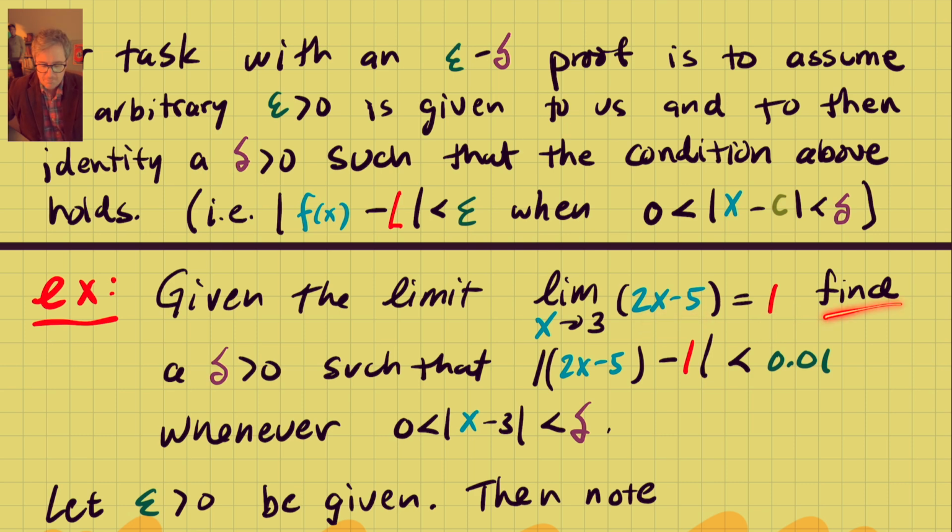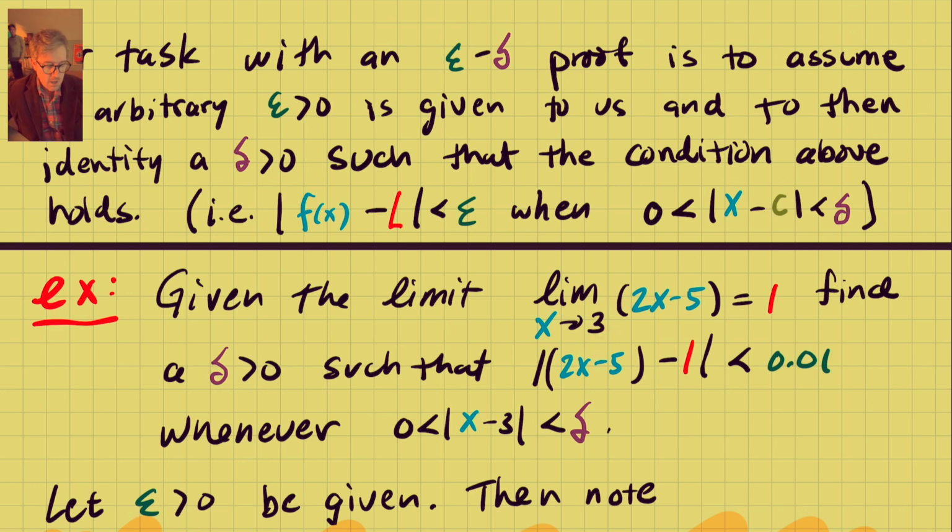What we want to do is find a delta greater than 0 such that the distance between the function and the limit is less than this epsilon right here whenever the distance between x and the limit value is less than delta. All right, so I've specified that I want the value of the function to be less than 0.01 away from the limit. Now you go tell me how close I need to be to 3 for that to be true.